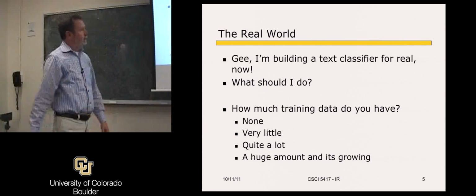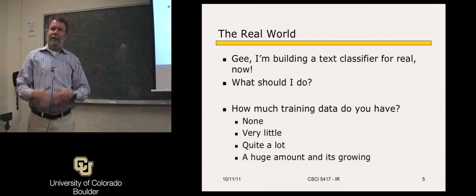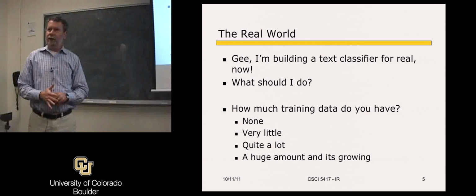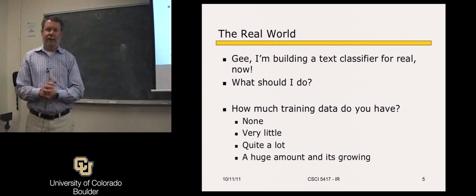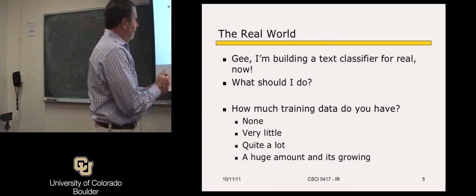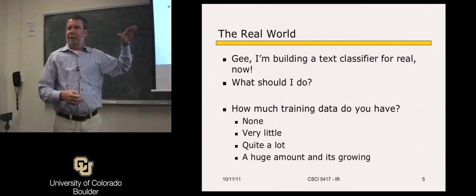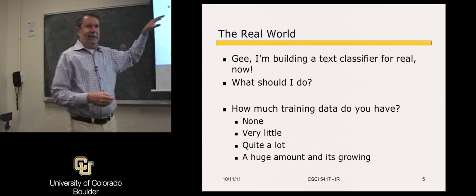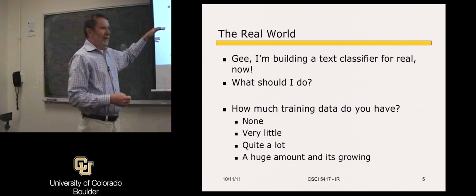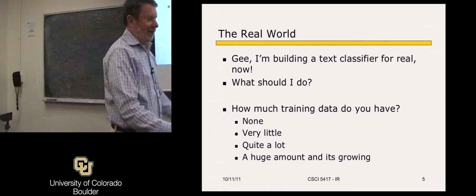Here what we're talking about is how much data do you have? And how much data you have actually matters the most for text classification. So you have none, very little, quite a lot, or a huge amount. These are fuzzy categories. Well, none is not fuzzy. None is fairly discrete. If you have none, you're in trouble.